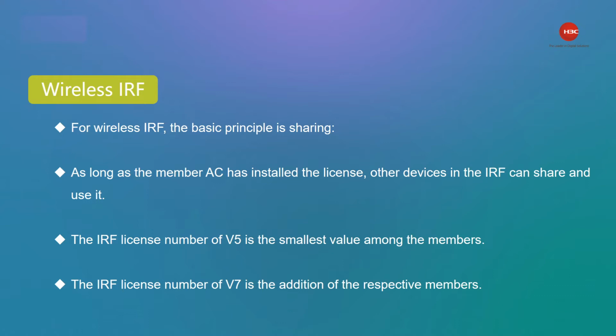In the wireless IRF scenario, the basic principle is sharing. As long as the member AC has installed a license, other devices in the IRF environment can share and use it. However, due to the difference of V5 license and V7 license strategy, in the IRF networking, the capacity of V5 license is the smallest value among the members, while the capacity of V7 license is the sum of the members.